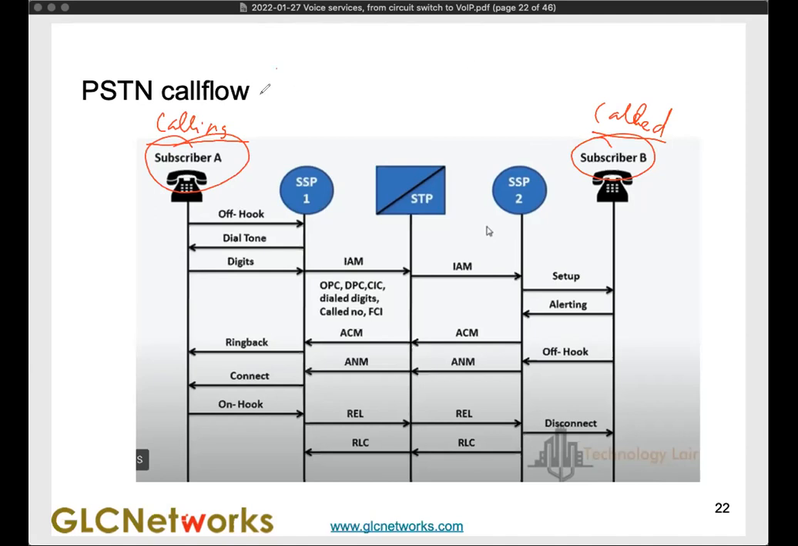Actually, this is a call flow signaling. You have off hook, which means you pick up the handle, and then there is a dial tone. Then you set up a digit, you press something on your phone. It will be received by the SSP, the service point, and then the IAM, I forgot the name, sorry, I will update the slides. Then the call goes to the STP, and then to the SSP. SSP is the service switching point, like the CO.